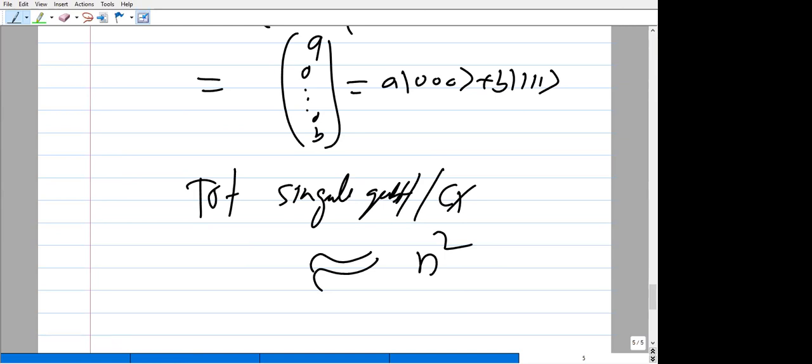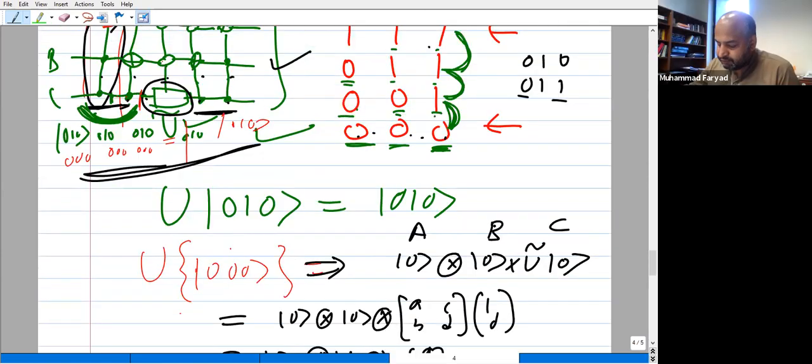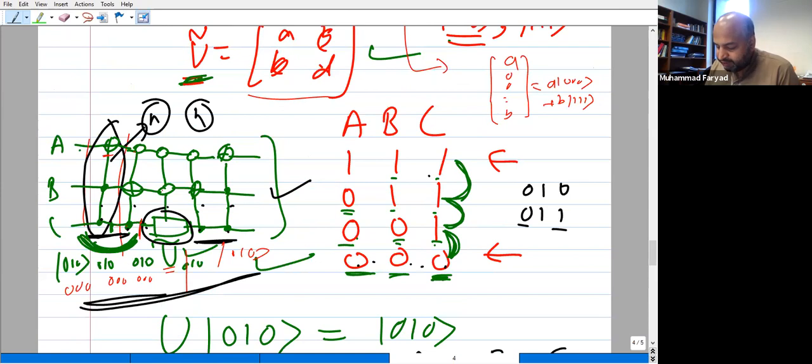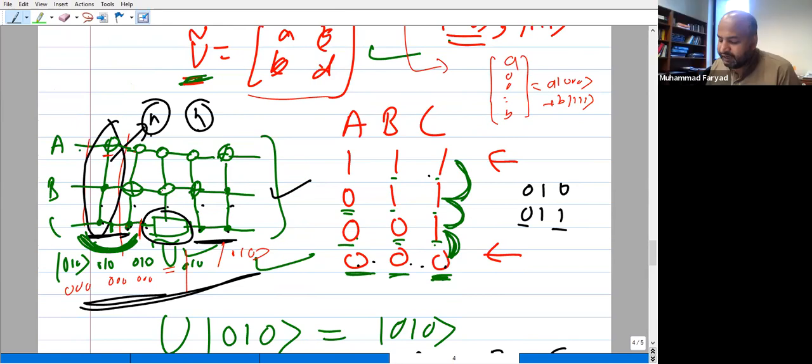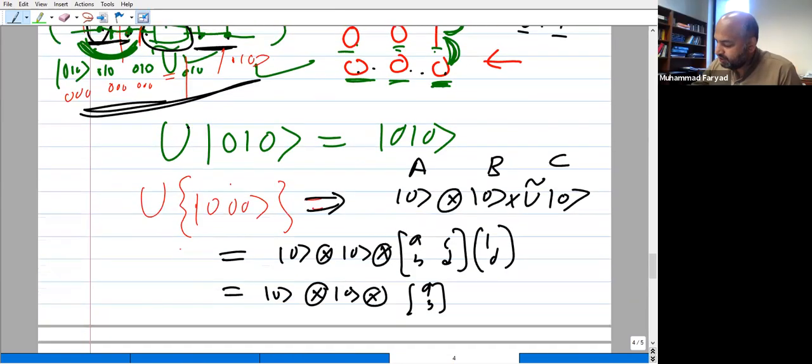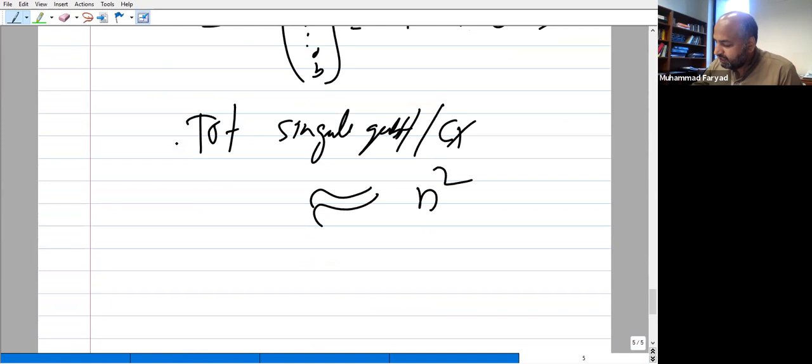मुझे 2n नहीं थे. एक n उसका भी है ना. So 2n तो है कि कितने टफोलीज लग रहे हैं, ठीक है, and each टफोली has an order of n gates in it. अच्छा, सही. Okay. So total gates is n into n. So n square is the number of single qubit or control X gates required to implement this one.